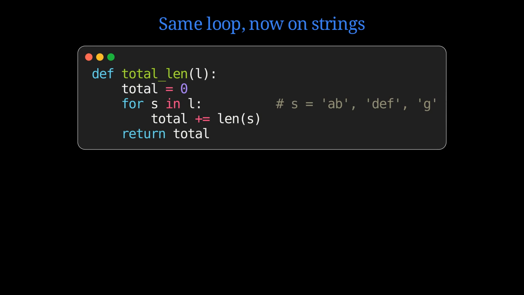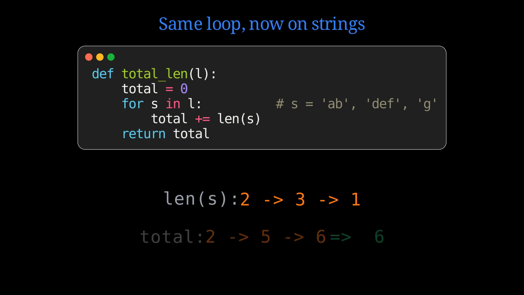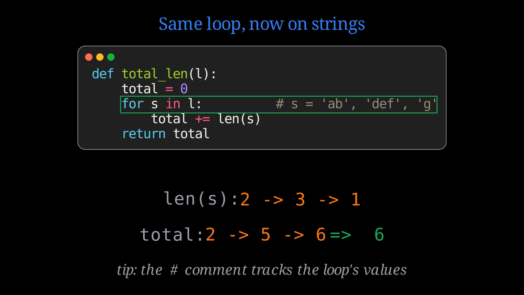Suppose the list holds 3 short strings instead of numbers. The loop still walks over every element, one string at a time. Call the loop variable s. To total the length of the strings, change one thing in the body. Instead of adding the element, add the length of the element. Now the lengths, taken one at a time, are 2, then 3, then 1, and the total comes to 6. Same shape of code, different work. A handy habit while learning is to write a short comment under the for loop naming the values the loop variable will take. That closes the lecture.